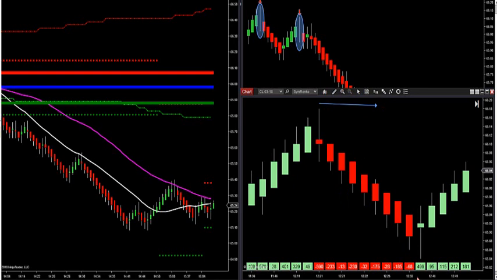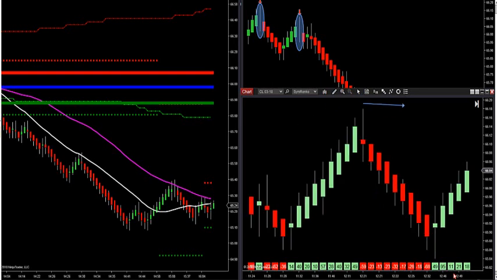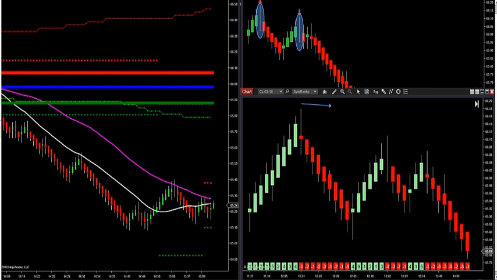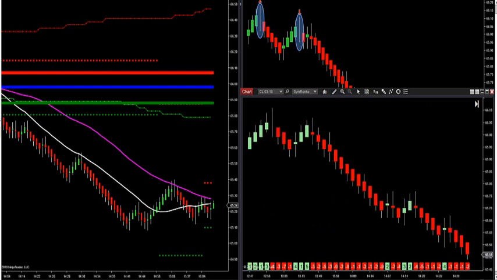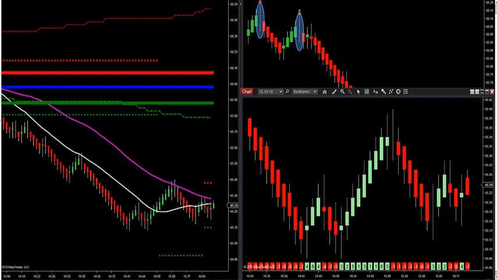Sell the first target. And then what you've got to try to do is see if the runner can run. That's your goal. You're trying to see if the runner can run as much as possible. We want to try to let that runner run. It's a great trade, obviously.